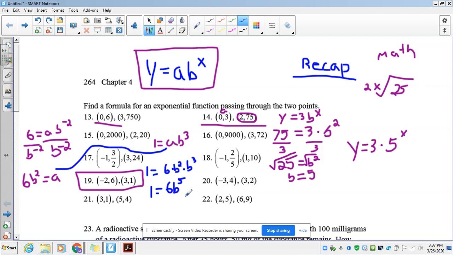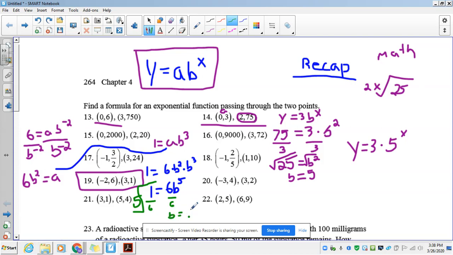So now you would solve for b similar to how we did over here. You would divide both sides by 6, and then you're going to take the 5th root. I wish I had a screen for the calculator, so please just let me know if you have any questions. You're going to go into the math part of your calculator, hit 5, that x root button, and then 1 divided by 6, and that should give you 0.7. So b is equal in this case to 0.7.